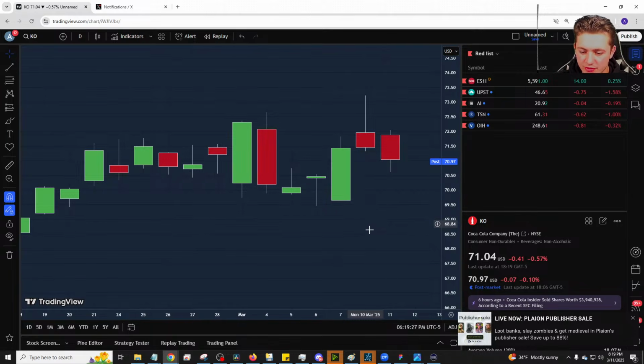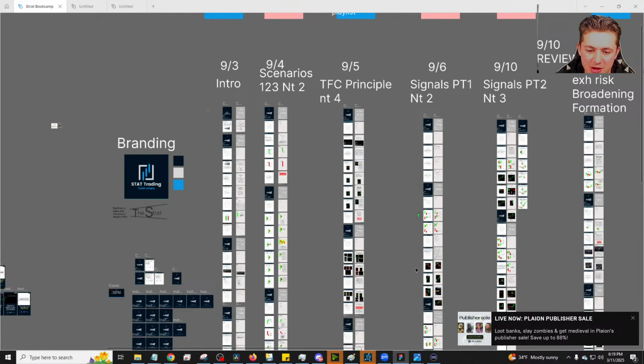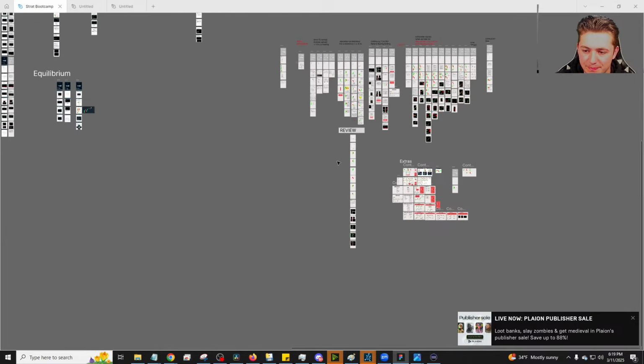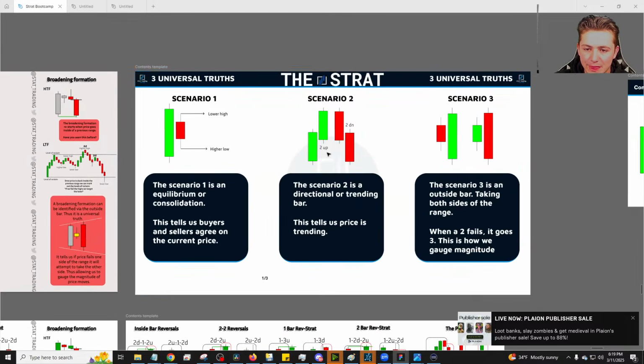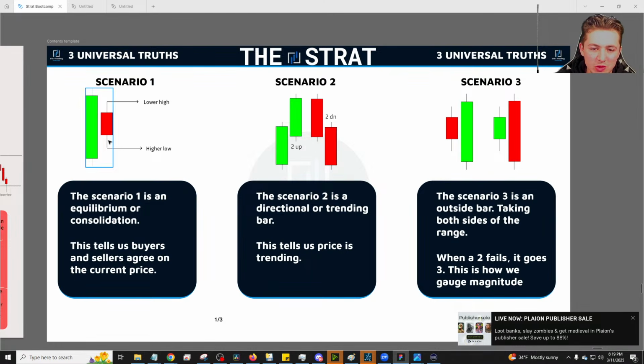So the first universal truth is from one bar to the next, there's only 3 scenarios that can occur. And I want to pull up my little diagram here so we have something to look at. So what this means is that when you look at candlesticks, just looking at the high and low of the candlestick, ignoring what the body looks like, so just the wicks, there's only 3 scenarios that can occur. So you literally can only go sideways, up or down, or a special scenario over here.